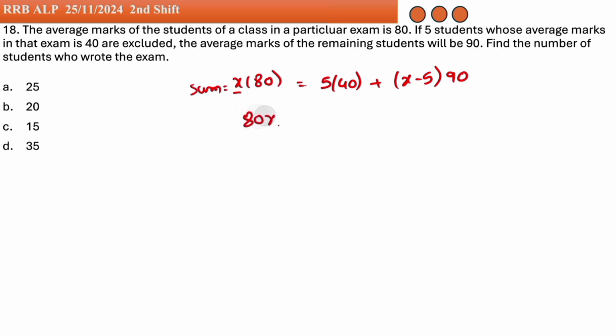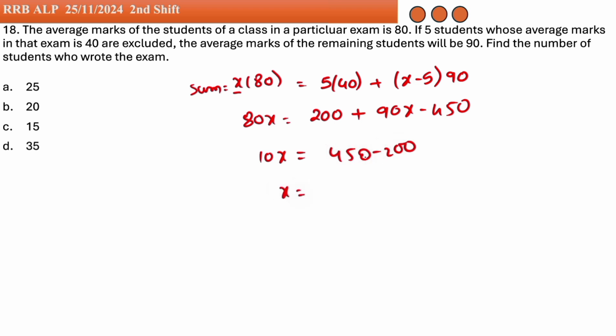Solving this, 80x is equal to 5 fours are 20, 200 plus 90x minus 450. So 80x comes here, it becomes 10x, and 450 minus 200 gives x equal to 450 minus 200 is 250. 250 divided by 10, 0 0 get cancelled, x is 25. Option A. Next question.